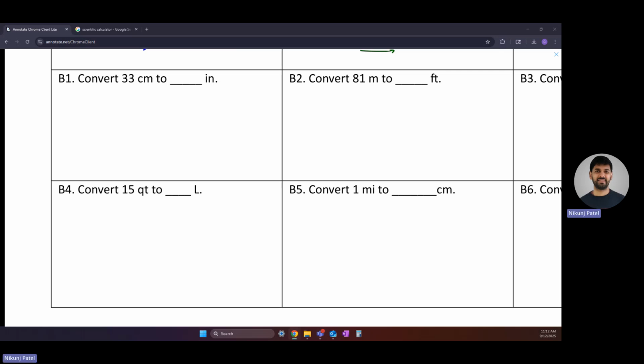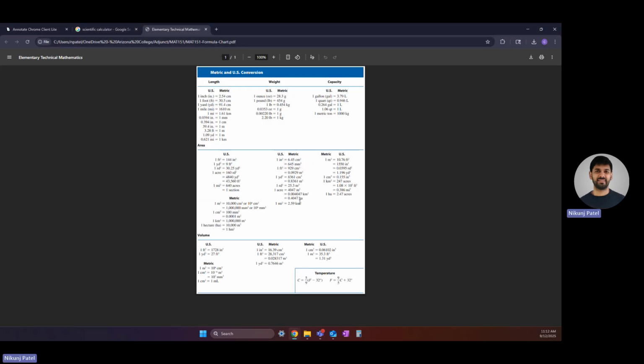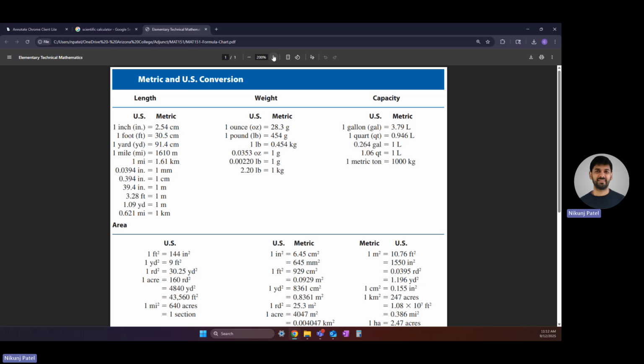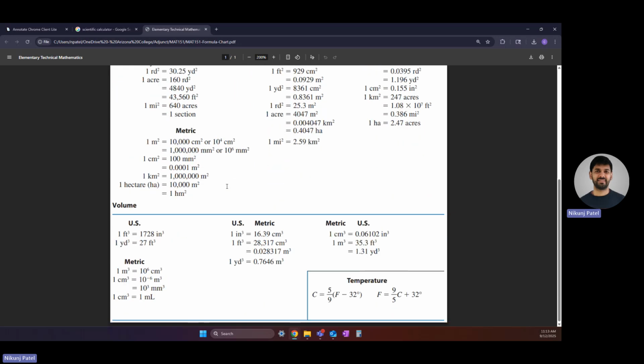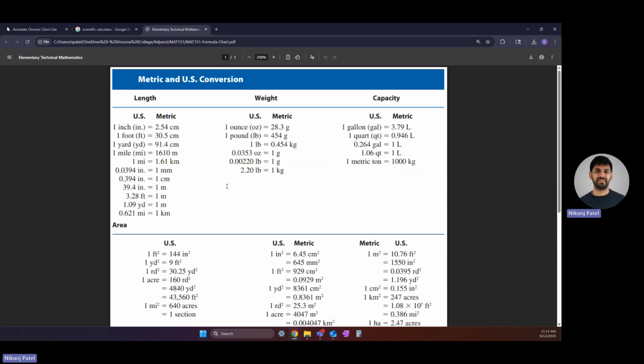Towards the back of your packet, you'll see that you'll have a formula chart that has several conversion factors on it. That formula chart looks like this right here. It's the system to system conversion chart, metric to US conversion. Metric is meters, kilometers, centimeters. The US system uses inches, feet, yards, etc. So on this chart, you have a lot of different conversion factors that you can use. So we'll be using this chart for section B now.